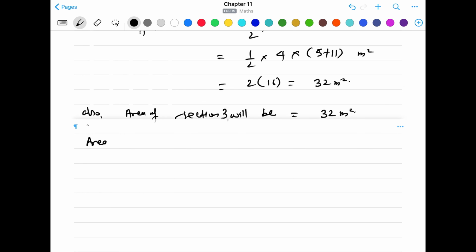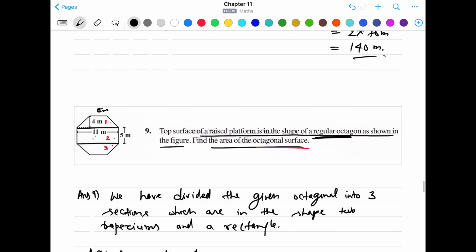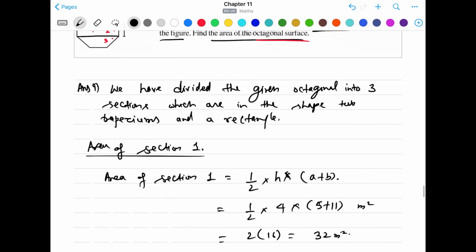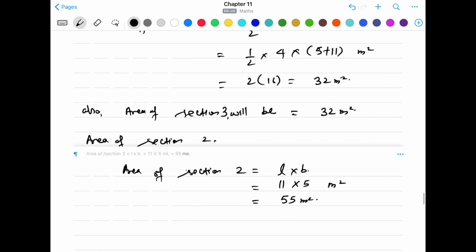Now we're going to calculate the area of the second section, area of section 2, which is a rectangle. Okay, so write area of section 2 is equal to length into breadth, which is a rectangle. Okay, so length here is 11 and breadth is 5. Length is 11 meter, breadth is 5 meter. We'll write the common unit here, meter square, so 11 into 5 is 55 meter square.